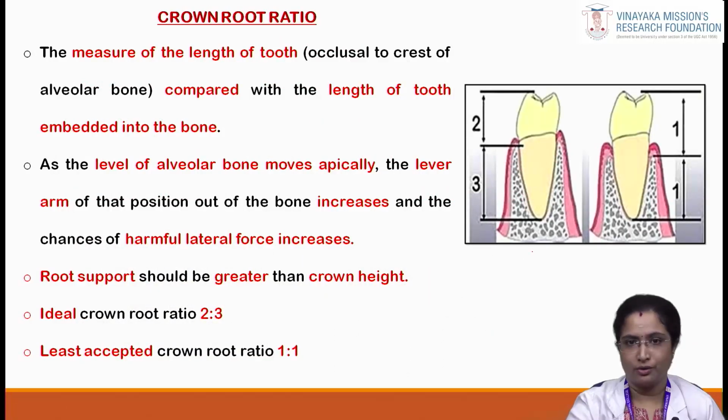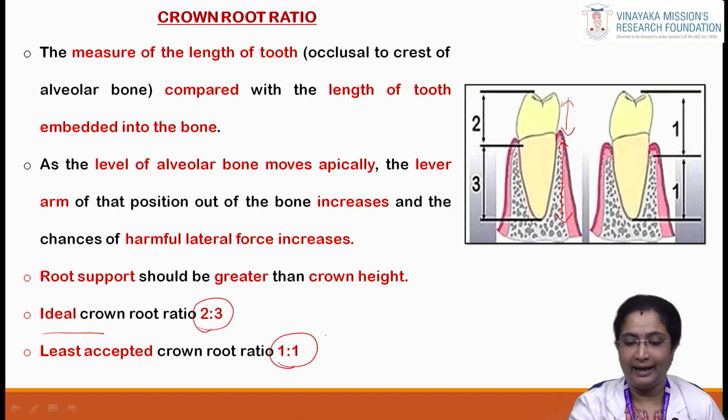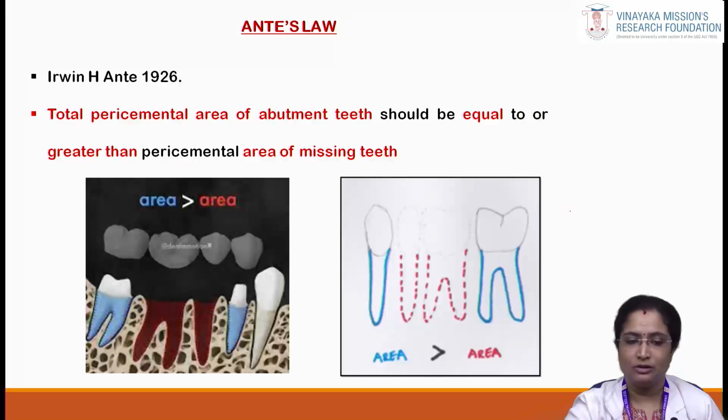Next is crown root ratio. Crown root ratio is nothing but measurement of the crown length which is seen above the alveolar bone and comparing that measurement to the length of the tooth which is embedded into the bone. The ratio is calculated. It is considered that a 2:3 ratio of crown to root is ideal for an FPD to go ahead. 1:1 is least acceptable. Anything beyond that, if the crown height is more than the root height, we cannot consider it as an ideal abutment.